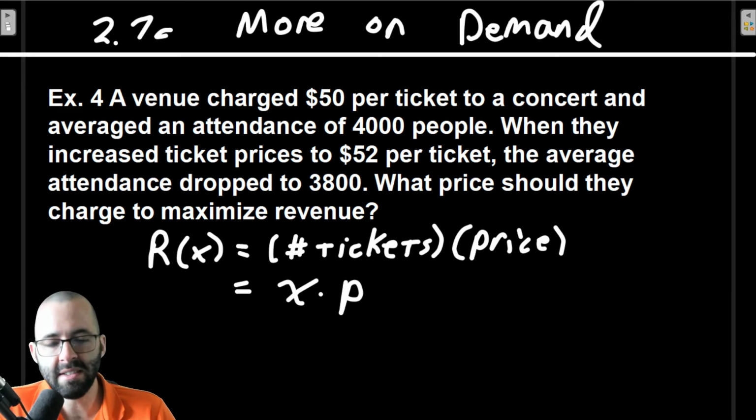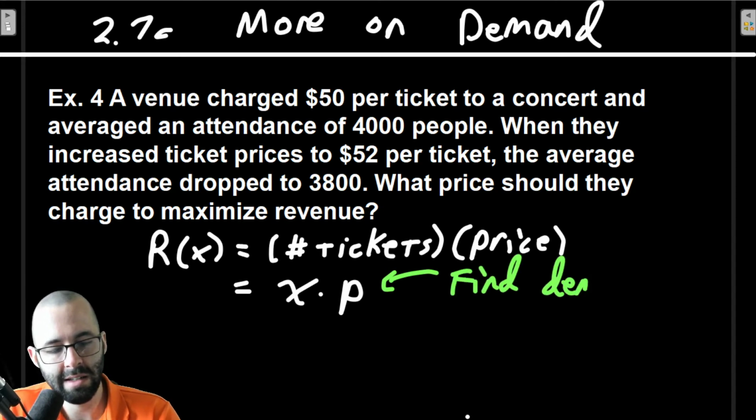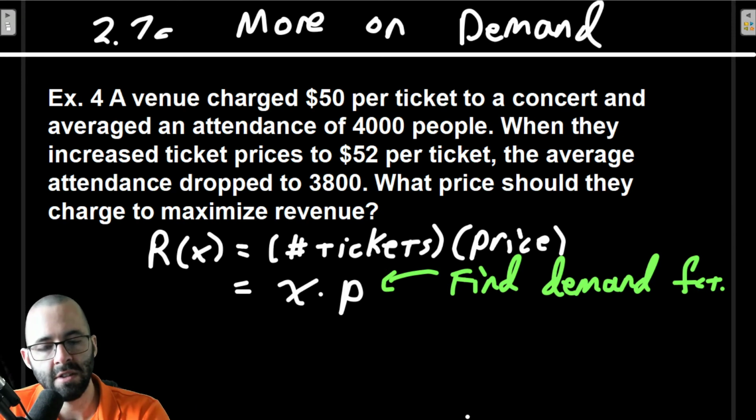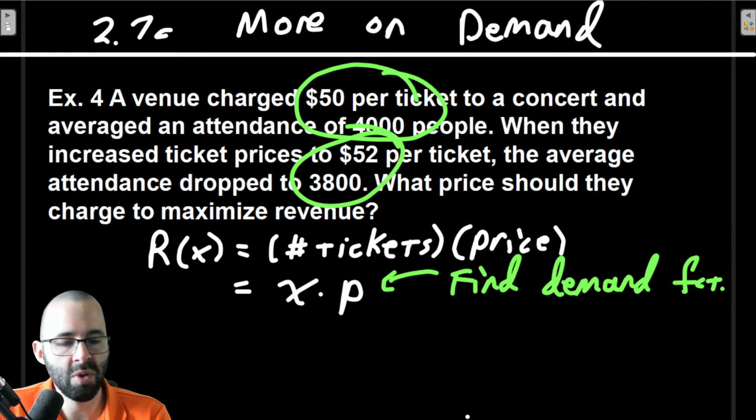The problem is, in the last example, we had a demand function. We plugged it in. We need our demand function. So that's how we're going to start this problem. We need to find the demand function, and the demand function is what relates how many people with the price. We have two little things right here: $50 was 4,000 people, $52 is 3,800 people.